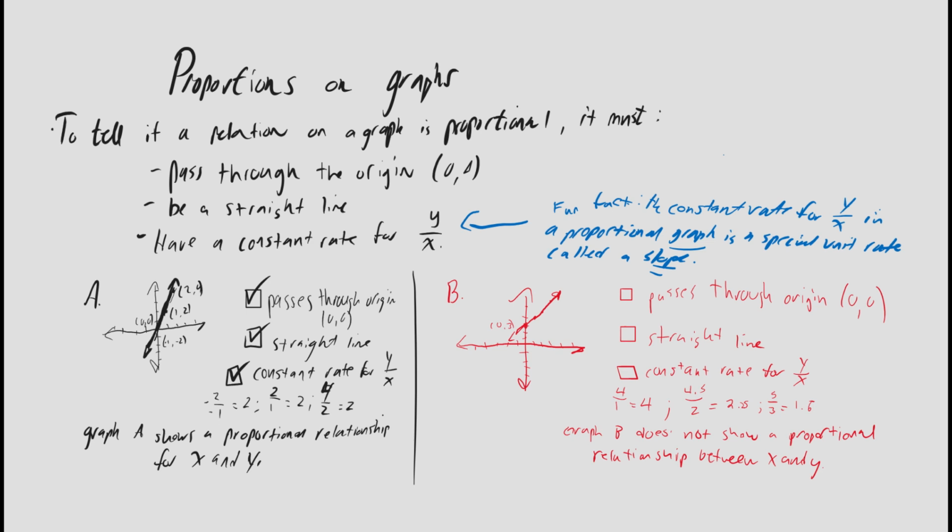If we look at graph A, there are points labeled on there. You can see the line clearly passes through the origin in the middle, 0, 0. It is a straight line, and the constant rate for y over x would break down to, if you look at each xy pair, the y divided by x breaks down to 2 every time, so it is proportional. If you look at graph B, none of those rules are true. It doesn't pass through the origin, it's not a straight line, and the constant rates are all over the place, so it is not proportional.